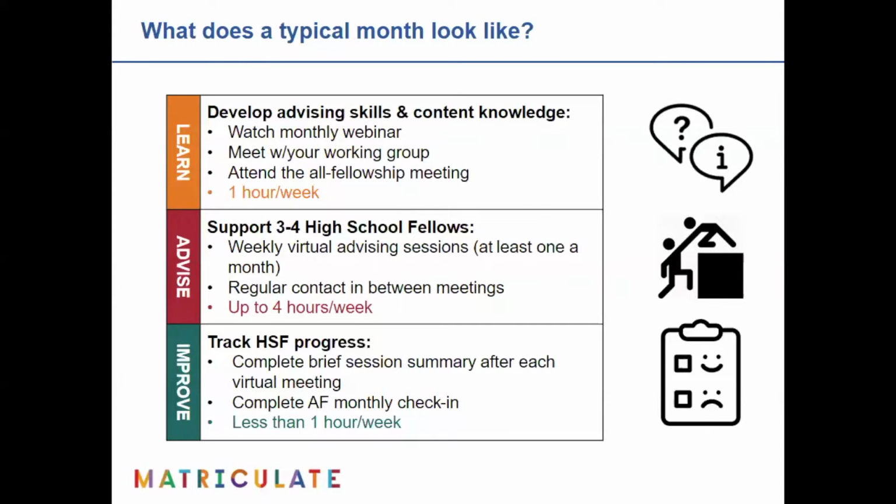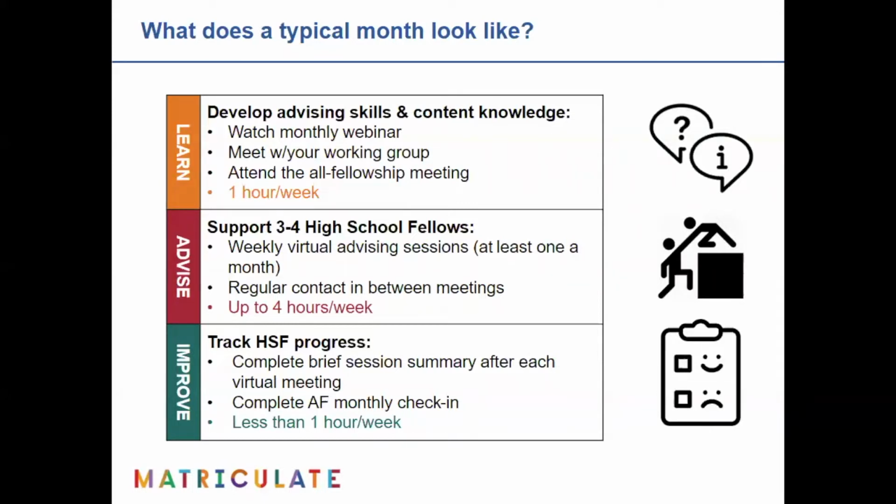In the second box, we have advising. Each month, you'll meet virtually with each of your high school fellows, and in between meetings, connect with them at least weekly. In the third box, you'll see that there are 2 key pieces of information you'll share with Matriculate headquarters each month.